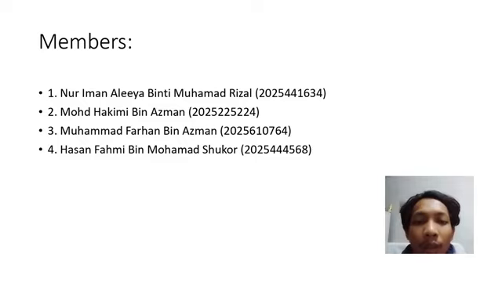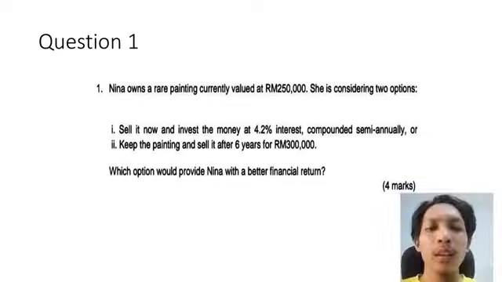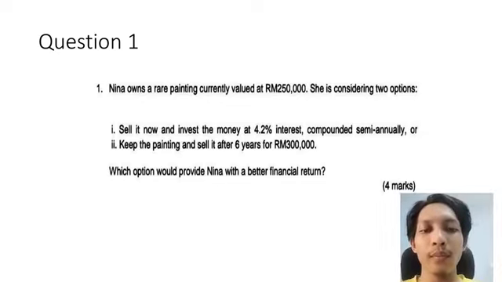With that out of the way, let's get started into understanding about compound interest and annuities. Hello everyone, let's dive straight into question 1. We are looking at a scenario involving Nina, who owns a rare painting currently valued at 250,000 ringgit. She is faced with a financial decision and has two options.